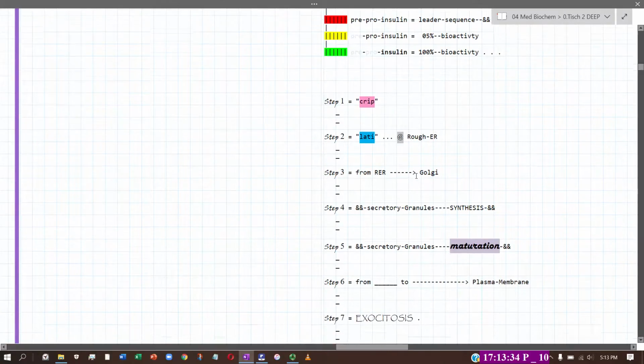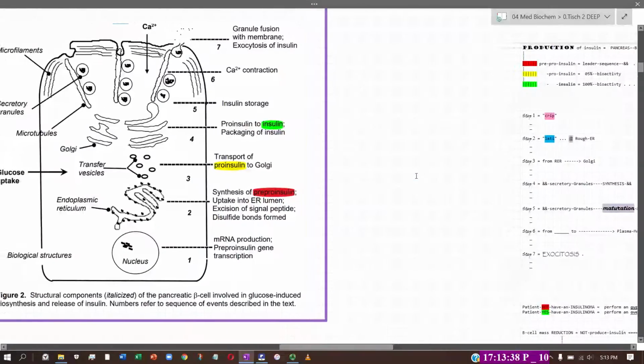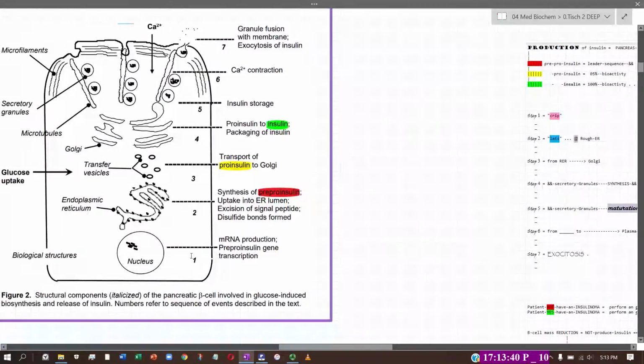Cool. Step 3, and all of this correlates to the steps highlighted here. So step 1, we said CRIP for transcription. Step 2, translation. Number 3 is just being transported from the ER to the Golgi. There you go, going from the ER to the Golgi.